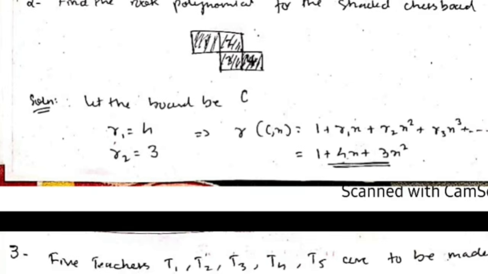Okay, in this question we have been asked to find out the root polynomial for the shaded chessboard. Okay, so there are 4 terms here, so R1 will be 4 and R2 will be 3, so RCX will be 1 plus 4x plus 3x square. Okay, in the theory part of the video I have explained in detail how to find the root polynomial, so if you want you can refer to that.